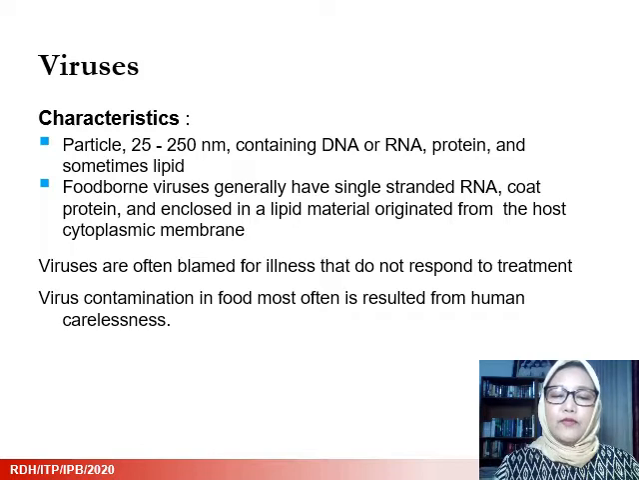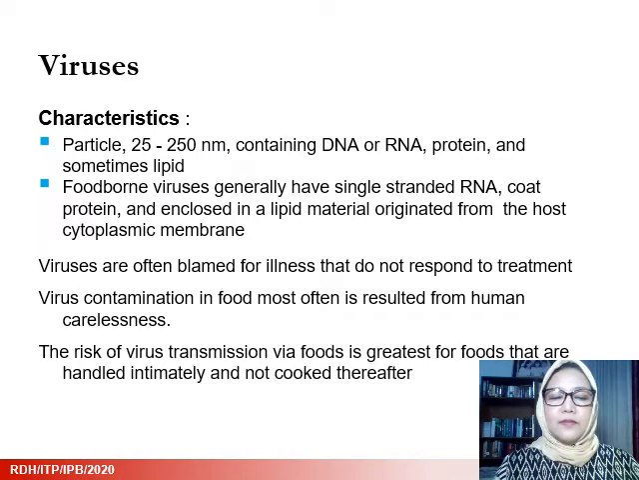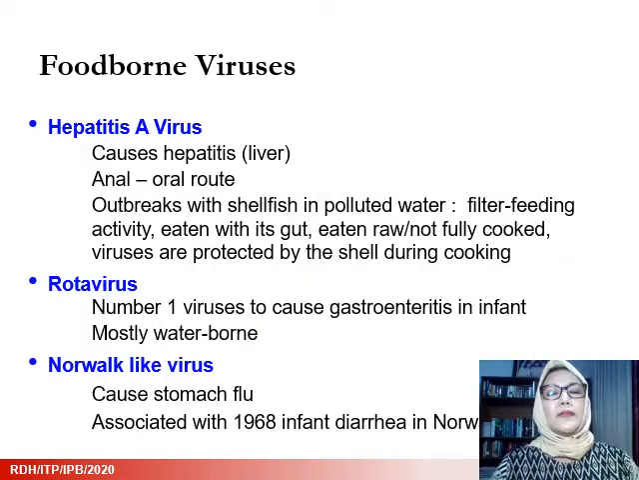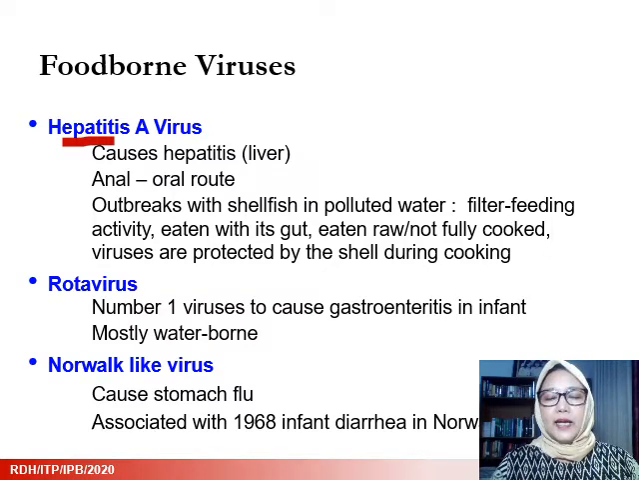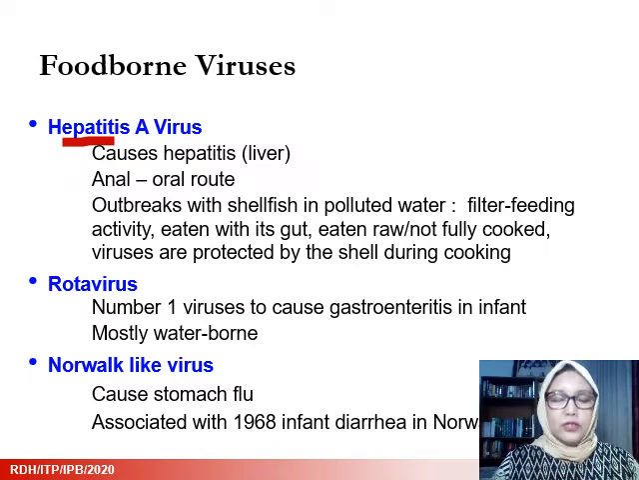Virus contamination in food most often results from human carelessness. The risk of virus contamination via food is greater for food that is handled intimately and not cooked thereafter. There are three foodborne viruses that I would like you to learn. The first one is hepatitis A virus, which causes hepatitis. It is usually transmitted through the fecal-oral route.